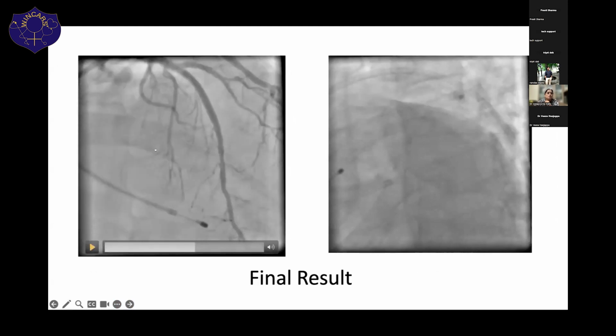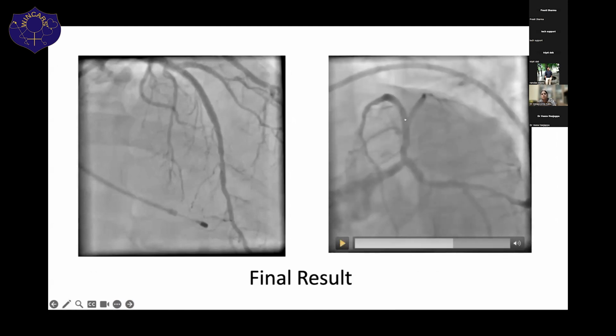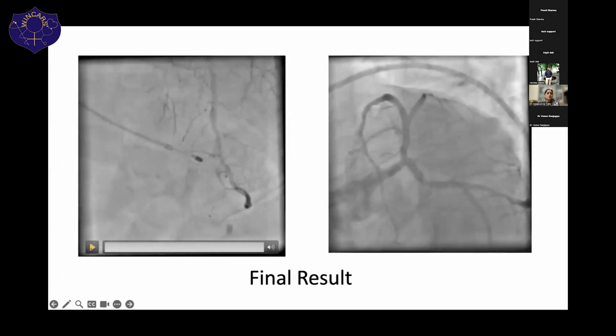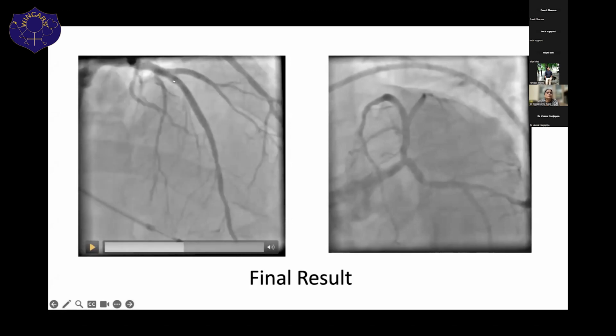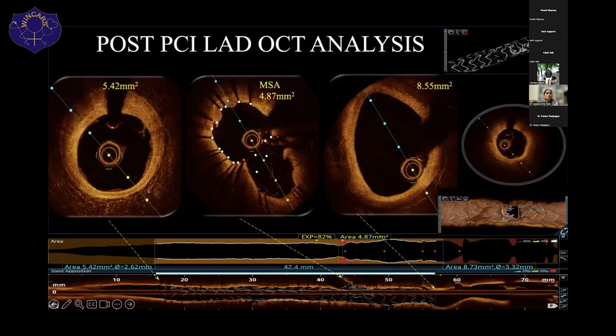You can see good final apposition of the stent, and the diagonal stent also very well deployed, as well as the LAD stent. Here you can see the post-procedure OCT. Distally there are no dissections. At the carina, you can see a figure of 8, with few struts protruding, but in the 3-dimensional view, not significant struts protruding into the ostium of the diagonal. Proximally again, no dissections, and good area achieved.